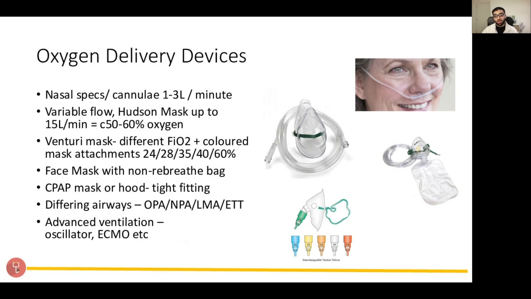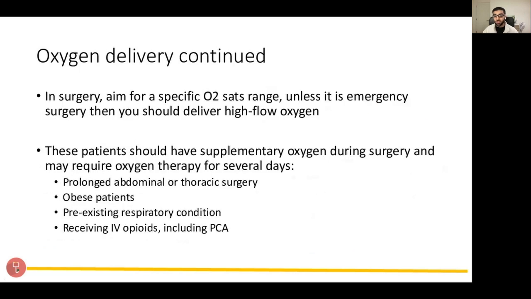There are some advanced ventilation strategies, such as oscillators and ECMOs, but again, you don't really need to be aware of them at the level of finals. It's more for if you're interested, and you might come across this on the wards or in ITU.